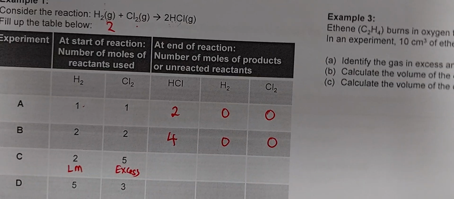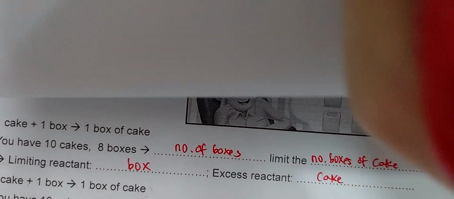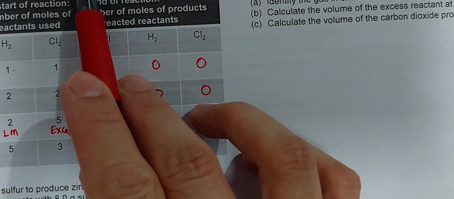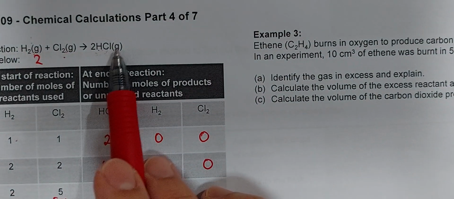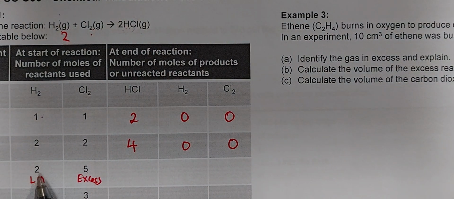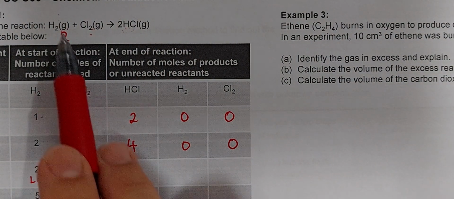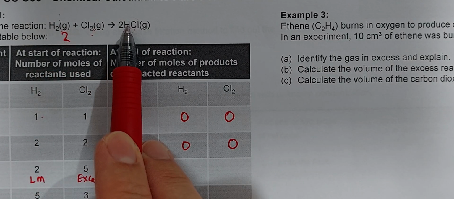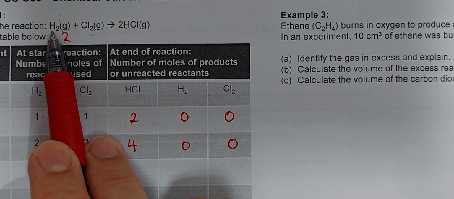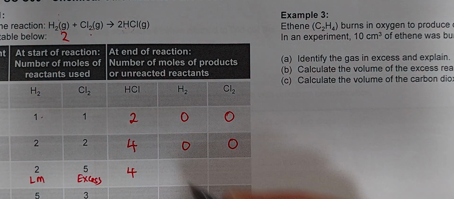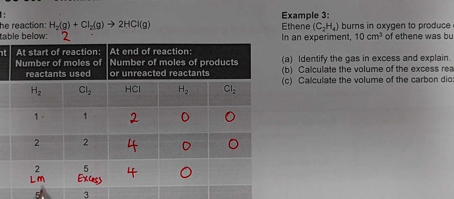Remember, the amount of product always depends on the limiting reactant. Let's revisit the previous page. The amount of product depends on the amount of limiting reactant. So if you want to find out how many mole of HCl would be produced, you have to look at the limiting reactant, in this case 2 mole of hydrogen. 1 mole of hydrogen produces 2 mole of HCl, so 2 mole of hydrogen would produce 4 mole of HCl. Hydrogen will be used up because it's the limiting reactant.